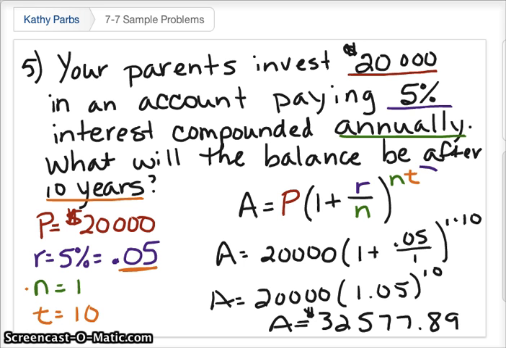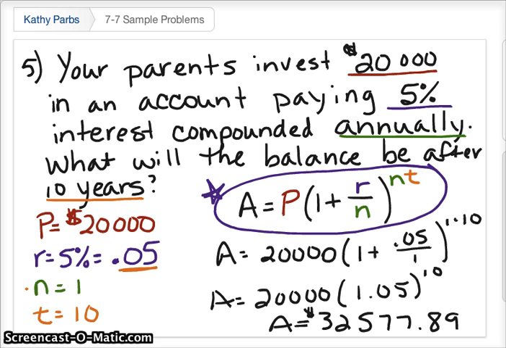This is our formula for compound interest, and you need to keep that handy. And so substituting in 20,000 for the principal, 0.05 for the interest rate, N for 1 for the compounding, and then 1 times 10 for the time period. We substitute that in and plug it into the calculator, and we get the answer of $32,577.89. And you can check that arithmetic on the calculator for yourself to make sure that it's right.